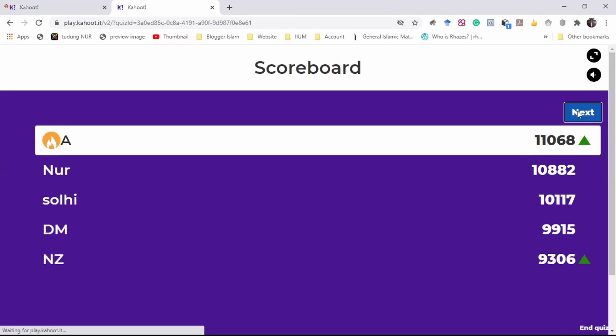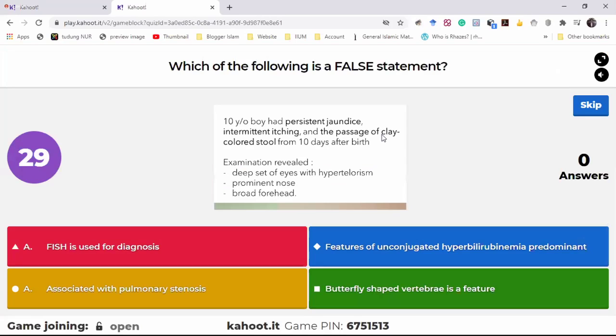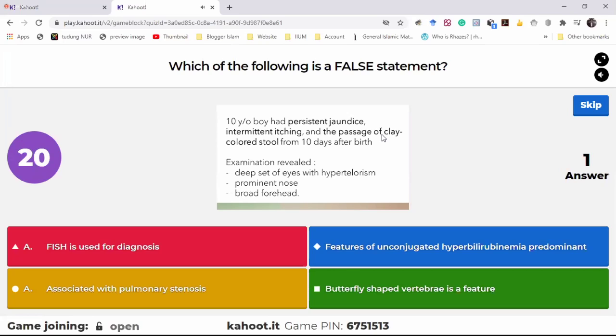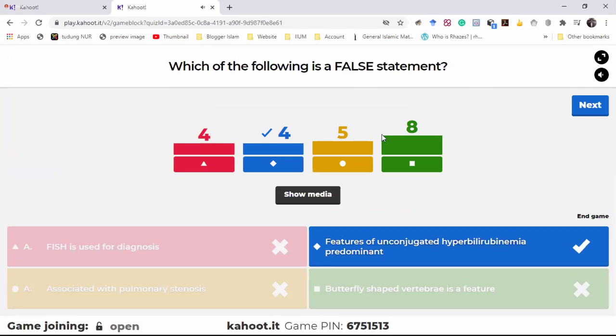Okay, so next will be the following: which is a false statement? A 10-year-old boy has persistent jaundice and intermittent itching, and the examination reveals deep-set eyes, hypertelorism, a prominent nose, and a broad forehead. So which is a false statement? This is a distinction question. Okay, so the answer would be that features of unconjugated hyperbilirubinemia is the one that is false.